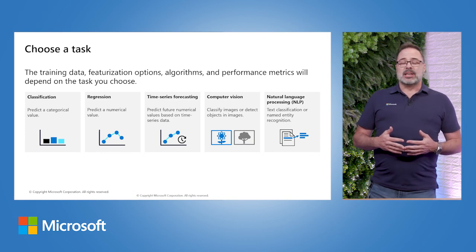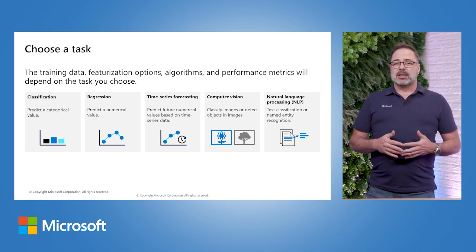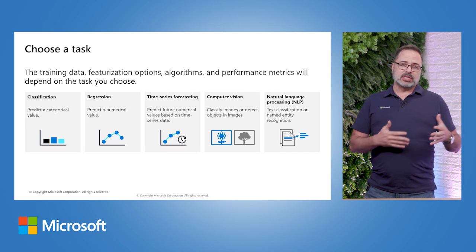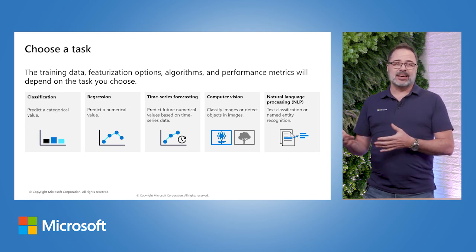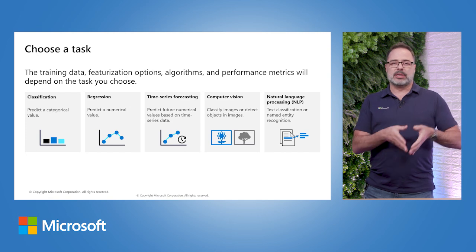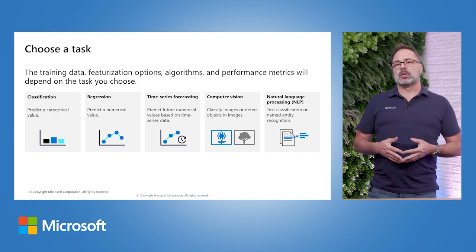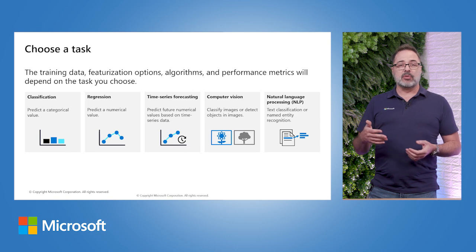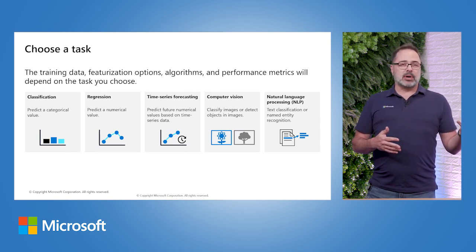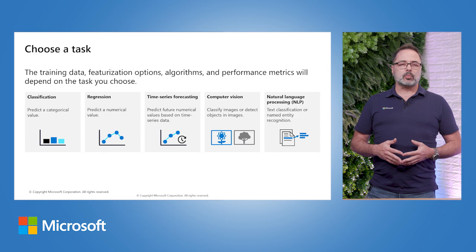AutoML supports algorithms in these 5 categories. Classification, which is used to predict a categorical value, for example, classifying support tickets into different categories like technical issues or billing inquiries or general questions. Regression, which is used to predict a numerical value from other values in the data set. For example, maybe to predict housing prices in a particular market.